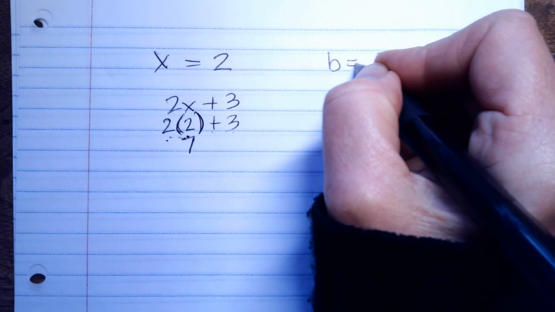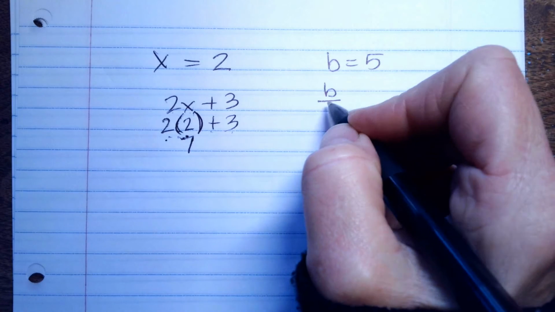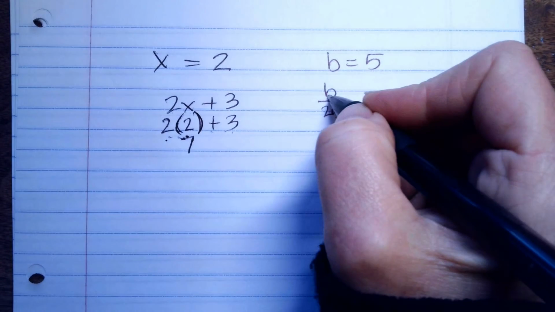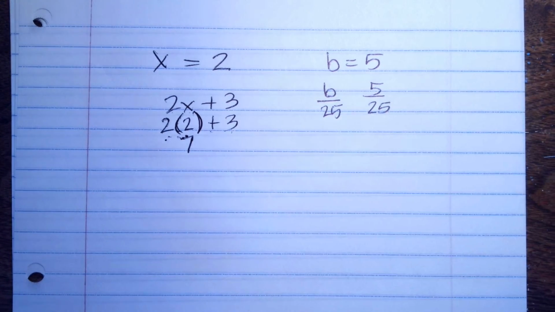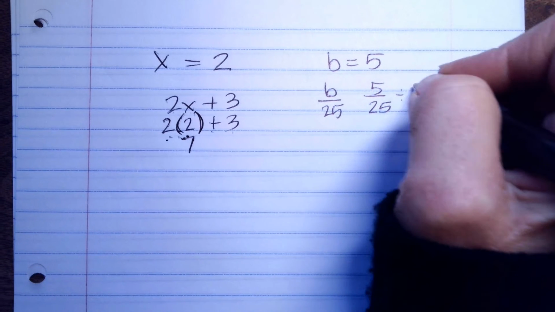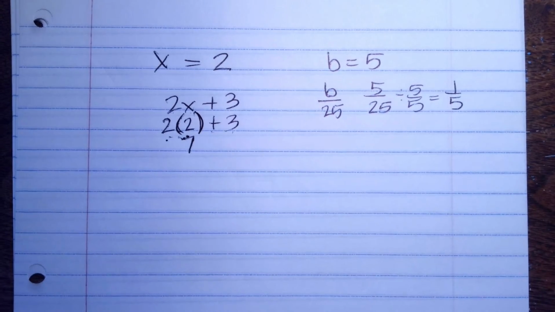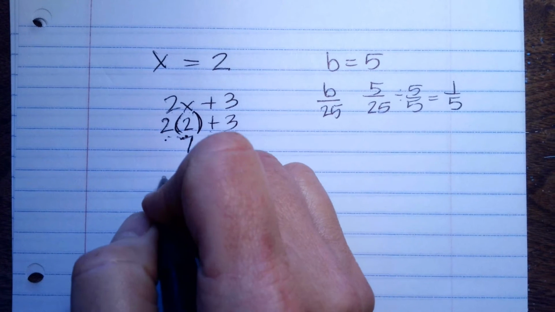Yes. Okay. So if they did b equals 5 and they did b over 25, you would just put a 5 wherever the b was, and the answer would be 5 over 25. And then we know we always have to, when we have a fraction, simplify. Does that make sense? Yeah. Okay.